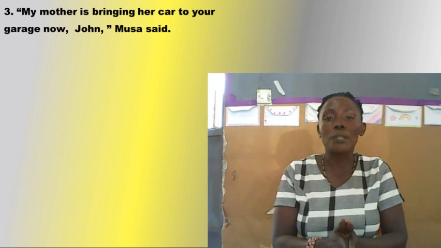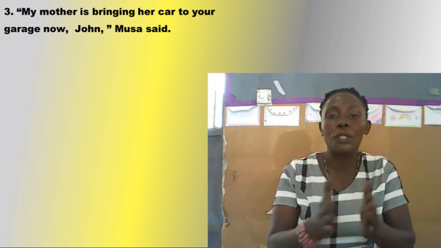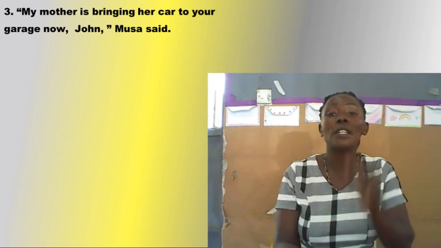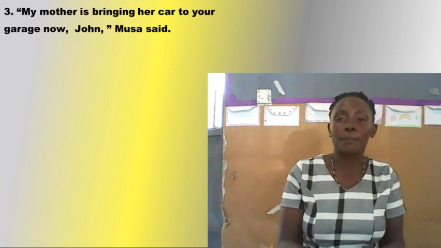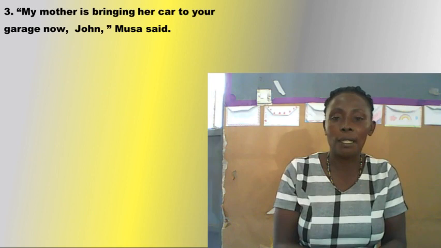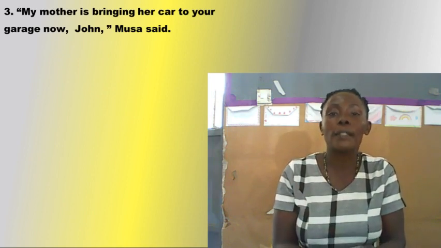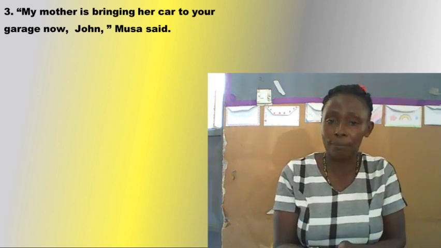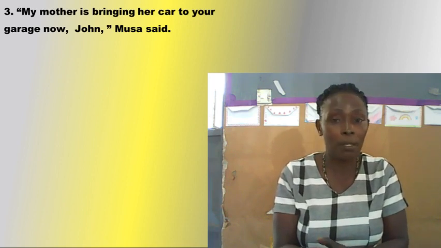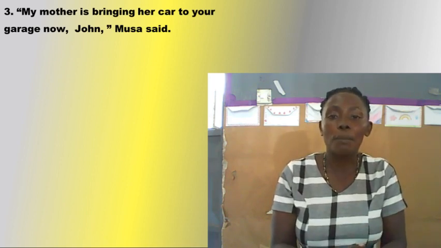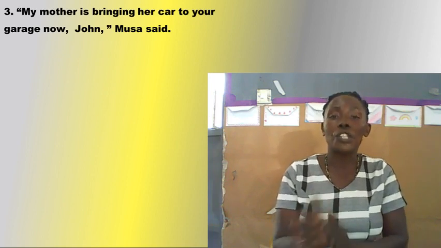And to whom was Musa talking? Musa has been talking to John. Musa has been telling John. So we need to make some changes. If you are to report what Musa said, we have our pronoun my. We have Musa. Take note of the gender. We are going to change my to his. We have the helping verb is, which we are going to change to was.